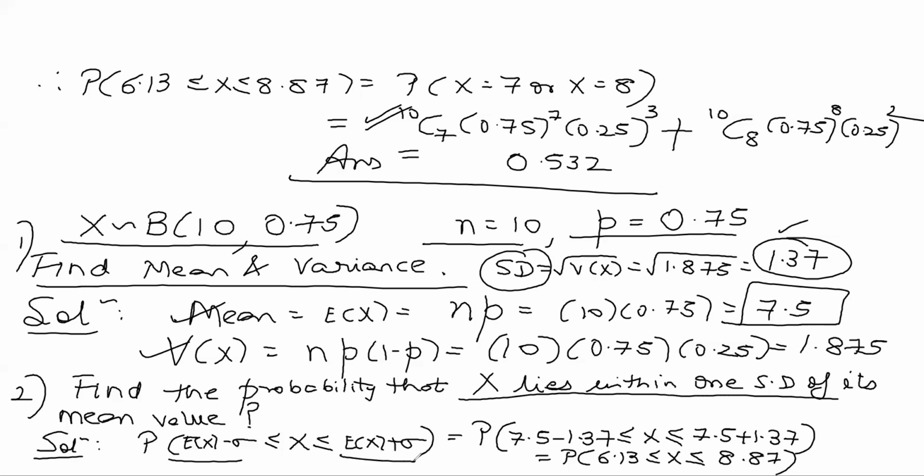If here instead of 1 it was 2, suppose they had given 2 standard deviations, then this would have been minus 2 sigma and plus 2 sigma. Had it been 2 standard deviations, it would be minus 2 sigma and plus 2 sigma. So right now, let me come back to the original one only.